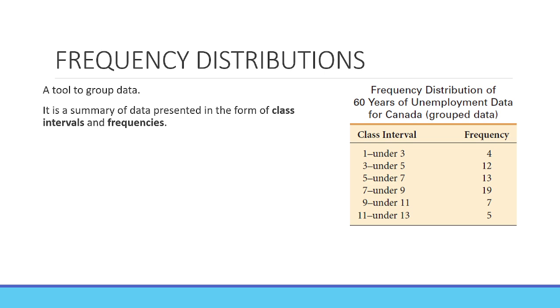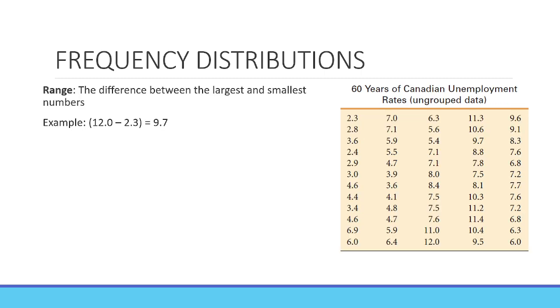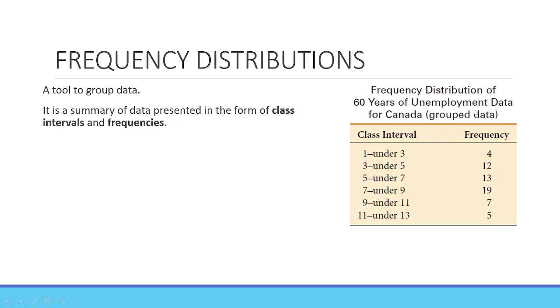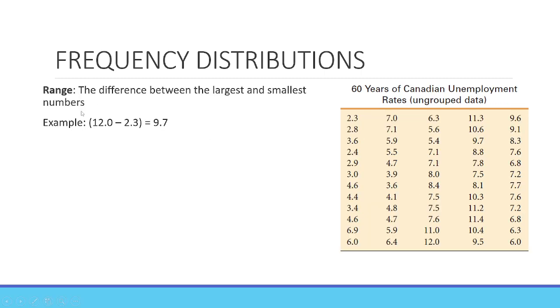It is a summary of data presented in the form of class intervals and frequencies. This we have already seen and I have explained it. We are grouping the data, and this is called frequency distribution. How to use Excel and create this type of table, we will come to that. But before that, let us delve into some other things which are important to know.